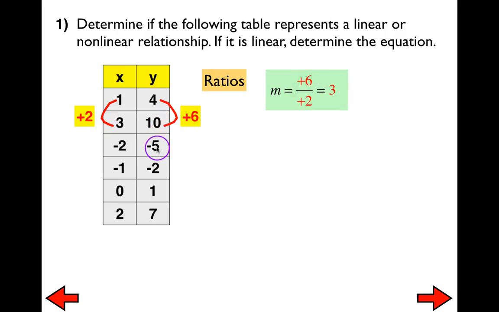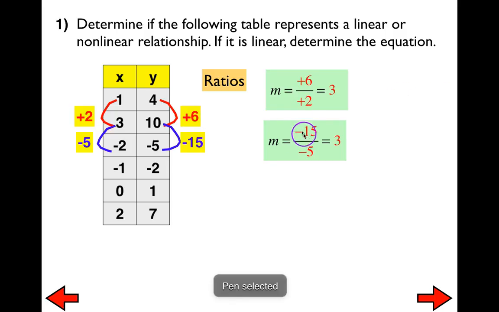Continue, how did 10 become negative 5? It got smaller, and you subtracted 15 to get there. How did 3 become negative 2? It also got smaller, and you subtracted 5 to get that. So now I'm going to stop. I'm going to check my ratio. And I'm going to say, okay, look, the negatives cancel each other out, so it is positive 3.